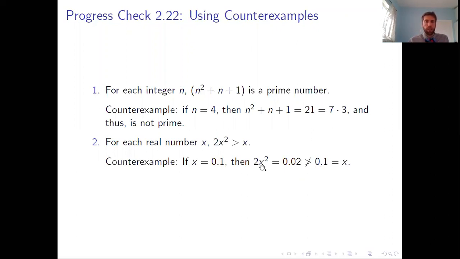So notice how I line things up. I've got the left side there, the right side there, and we connect them with a not greater than symbol. So a slashed greater than means not greater than, which you could have also just said as less than or equal to, but I'm trying to emphasize that it's not the case that it's greater than. Okay, so that's how you find counterexamples for false statements.